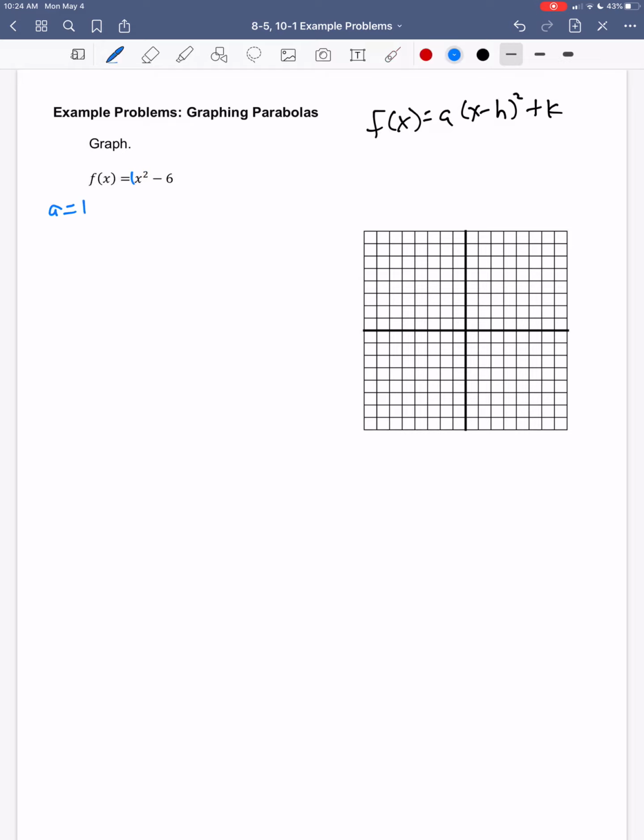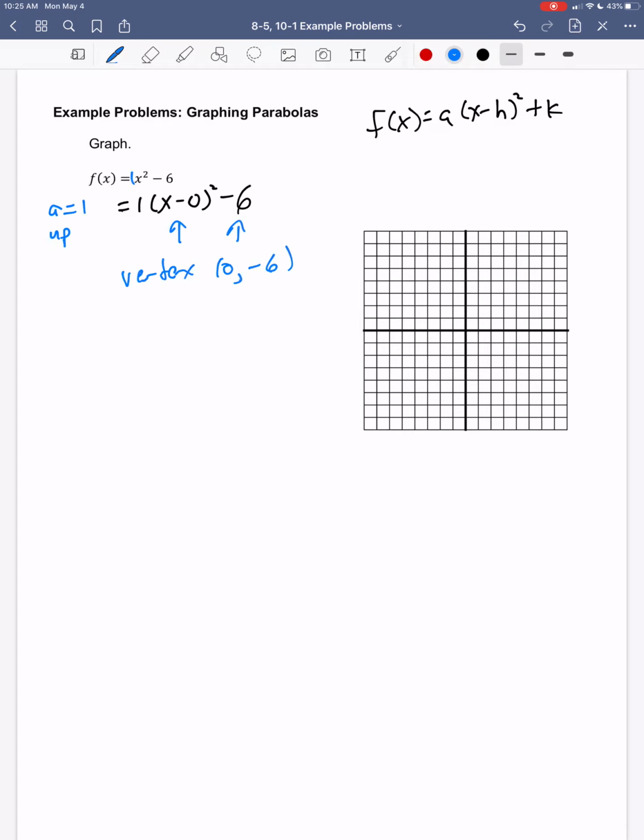Well, there really is. If you wanted to be fancy about it, I could rewrite this 1 times x minus 0 quantity squared minus 6. Right? If your x squared is just by itself, and there's not a number with it in parentheses, well, we just think of that then as being 0. So to graph this parabola, I know since a is equal to 1, that means it's going to be opening up. And I look here to get my vertex. It's just going to be 0, negative 6.